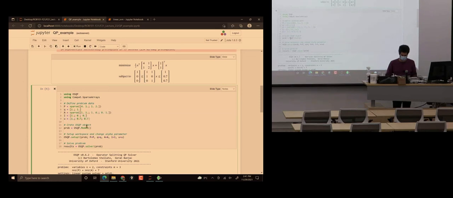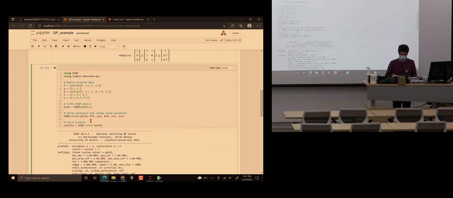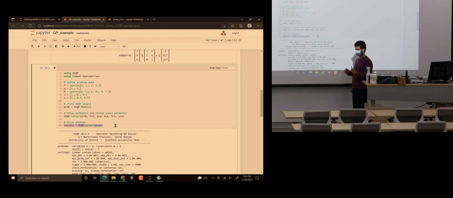Then we create an object of the OSQP model. I'm calling it my problem. To set up the problem, we use this API, application programming interface. This is just a method that is provided to us to set up our problem. So I pass the object, semicolon, then define P, Q, A, L, and U. Then solve it. Okay, that's all you need to do to solve a QP.